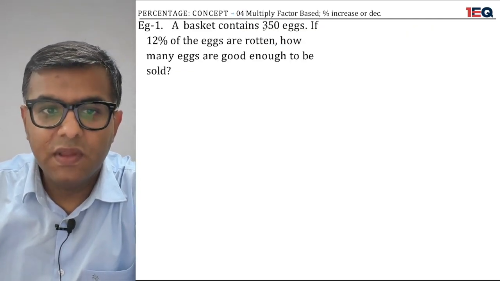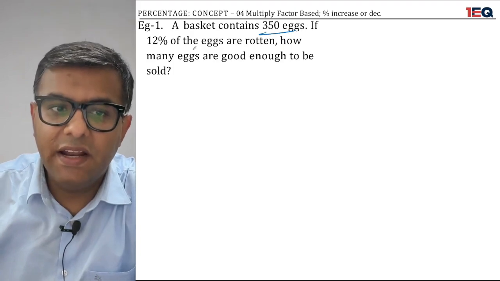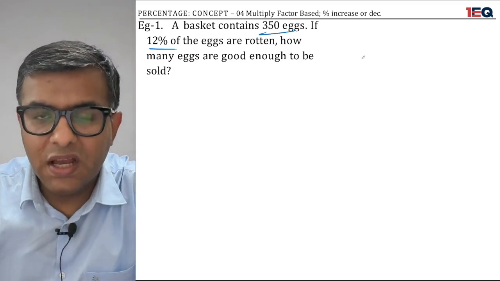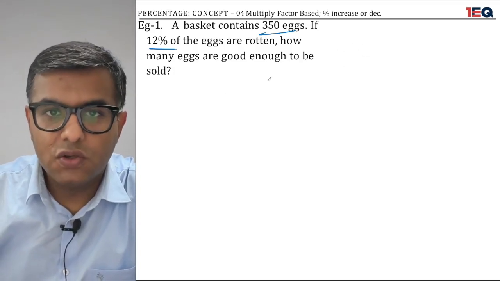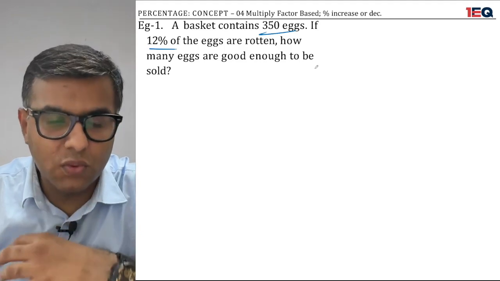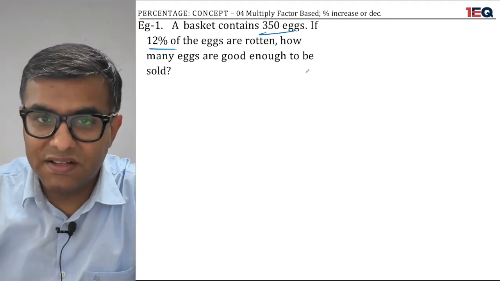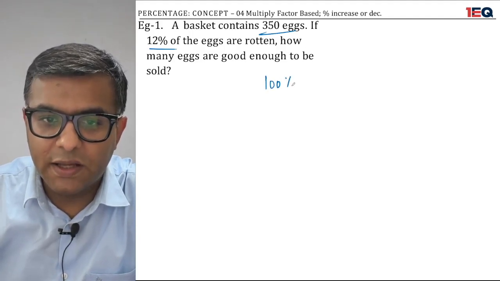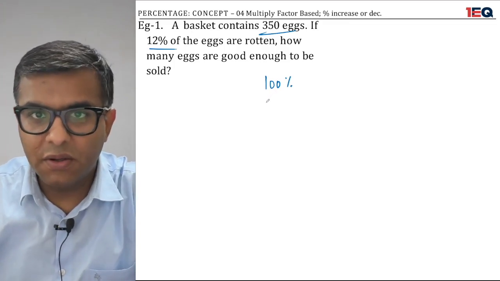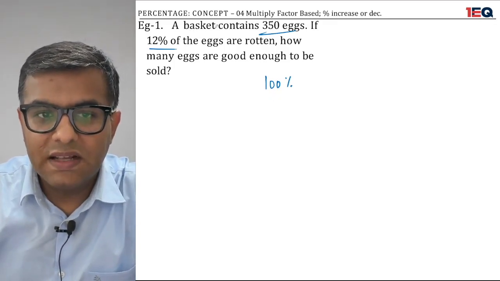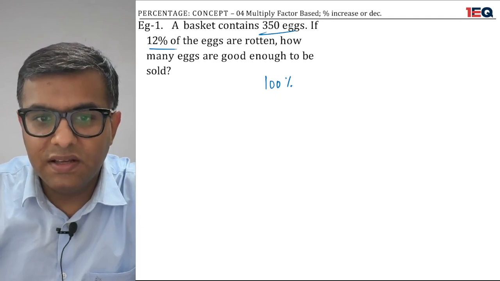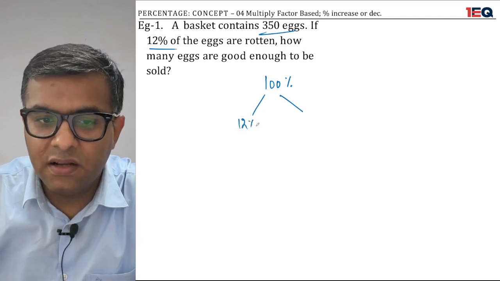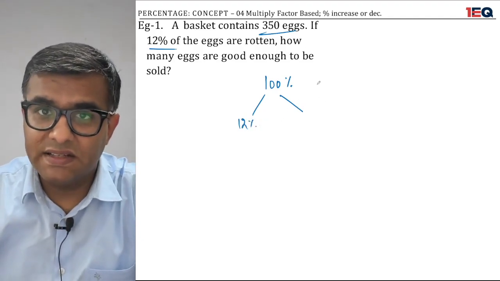This is the question we have. A basket contains 350 eggs, and if 12% of the eggs are rotten, how many eggs are good enough to be sold? Being optimistic and being students of mathematics and also studying the percentage chapter, you need to assume one thing: whatever you have is 100%. So let's assume the number of eggs, 350, is equal to 100% of the eggs, and it says 12% of the eggs are rotten.